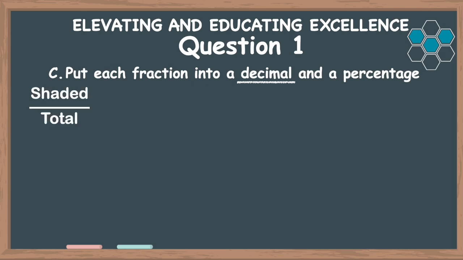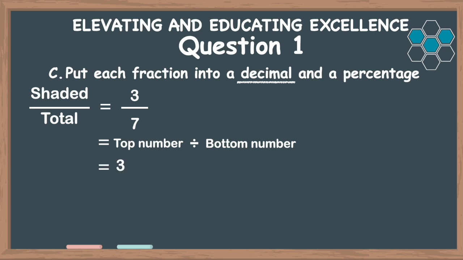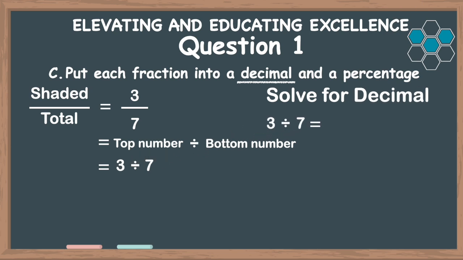So we're going to take the equation, and remember, for the shaded in over total, it was 3/7. So therefore, in order to get this fraction into a decimal, we're going to take the top number and divide it into the bottom number. So in this case, it's going to be 3 divided into 7. So let's solve for the decimal. So what we're going to do is 3 divided into 7. We're going to put that into our calculator. It's going to give us this big number here.